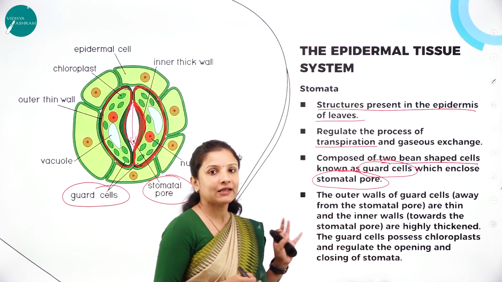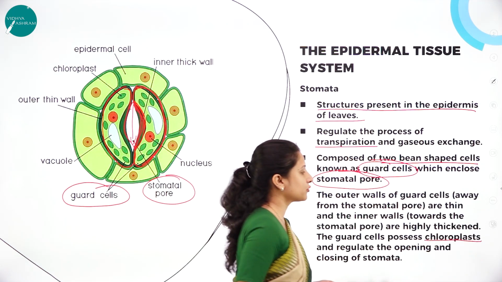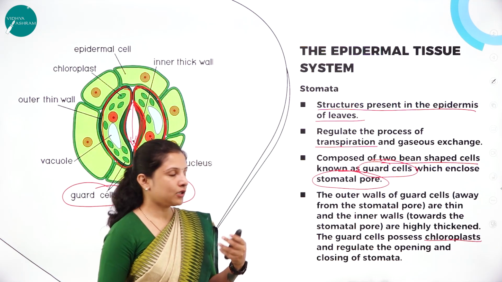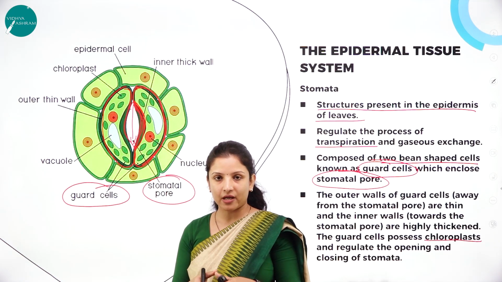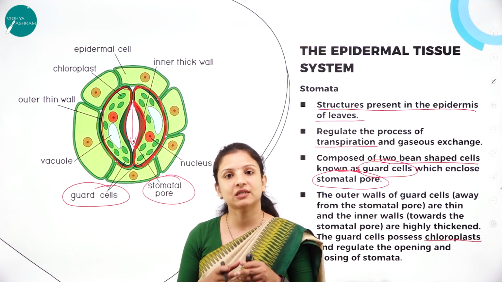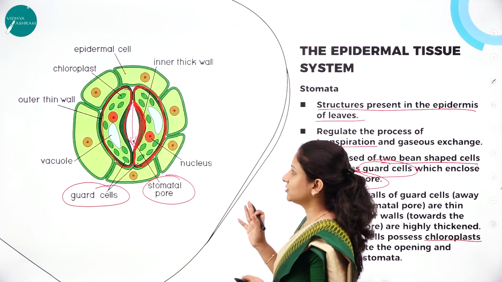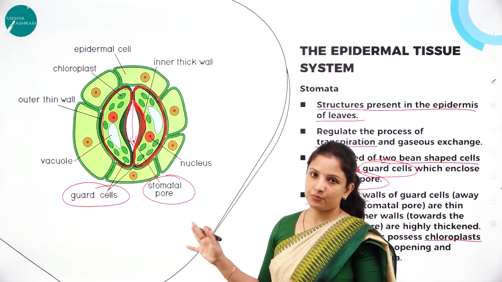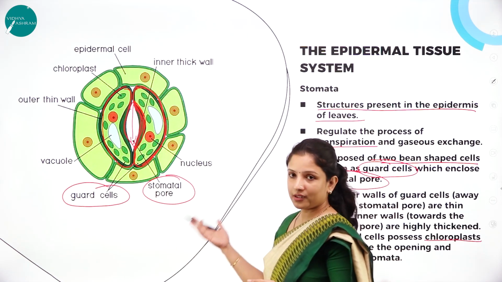And apart from that, the guard cells also possess chloroplasts which help in the process of photosynthesis, and these guard cells regulate the opening and the closing of the stomata, which is very, very important for the exchange of gases and for regulating the transpiration process. So this is the structure. This is very, very important, and it usually comes for the exam along with the diagram.